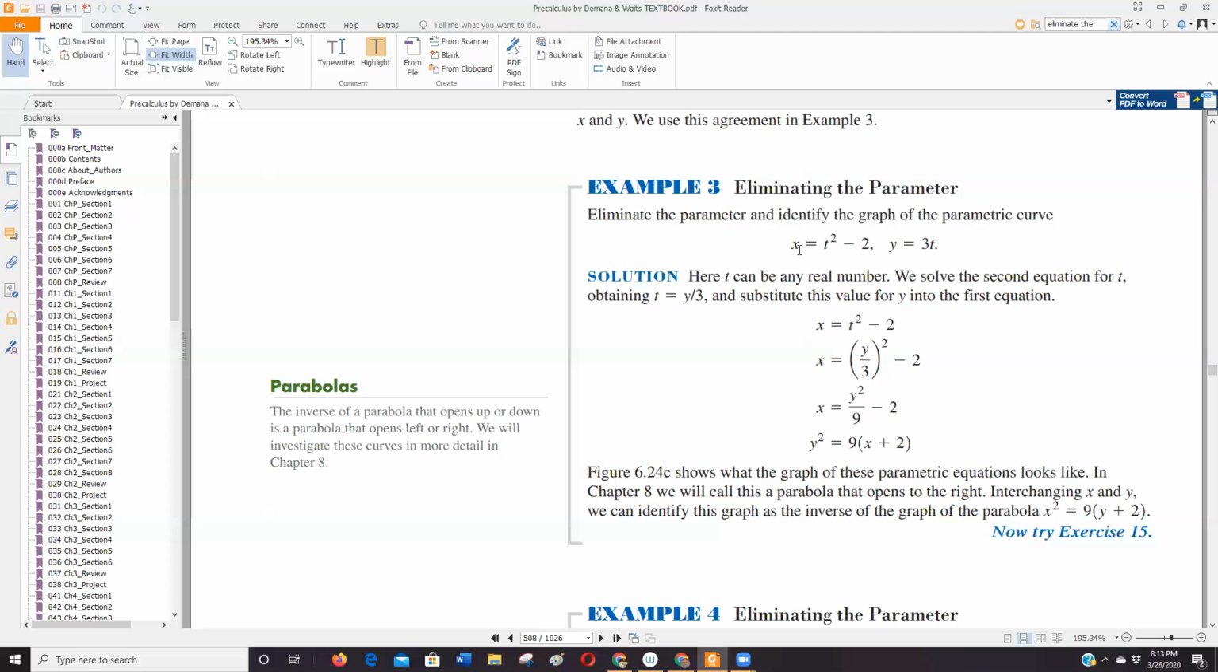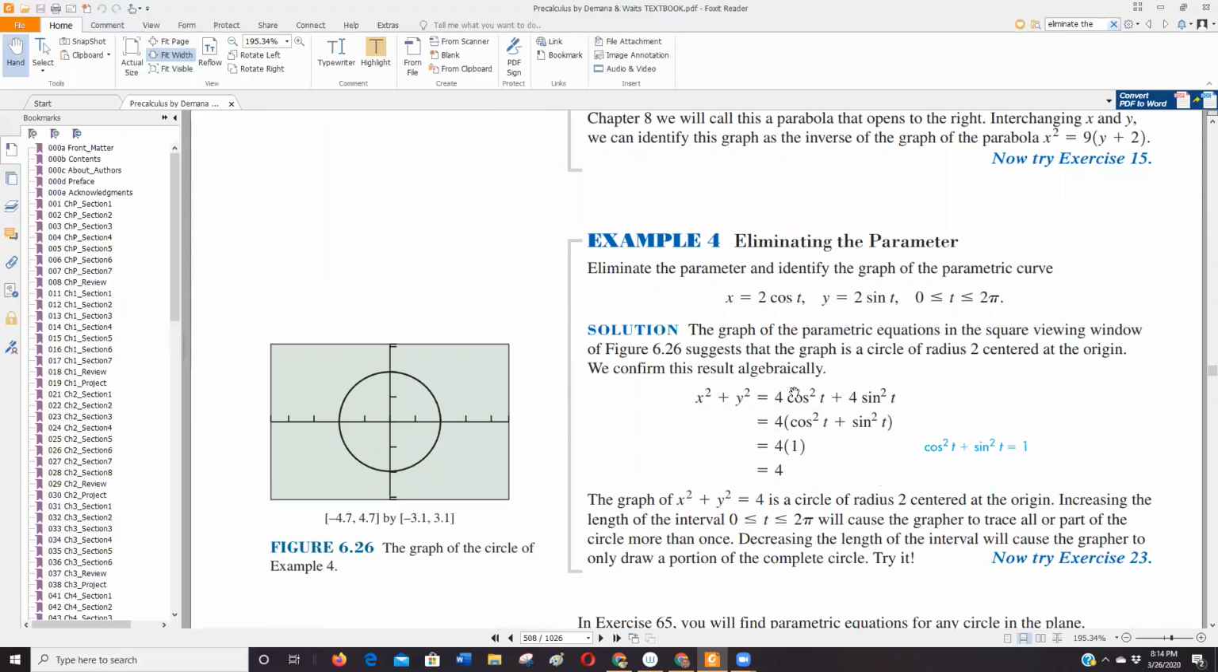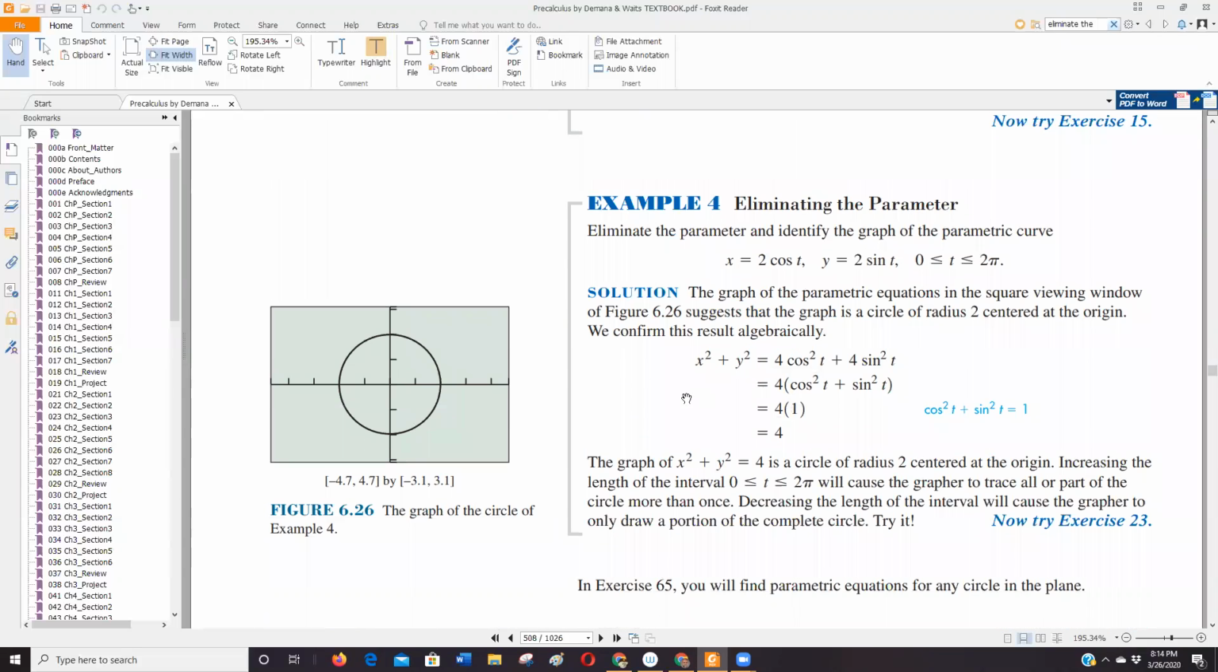These are easy because it's just x and t and y and t. So you solve one of them for t, substitute it in the other equation, solve for x, solve for y. But then they give us this one with trig, and that's like the one that you're trying to do. Now they're doing this thing. Oh, let's graph it. Oh, it looks like a circle. Maybe we can find the radius.